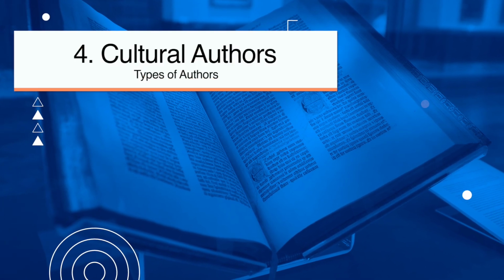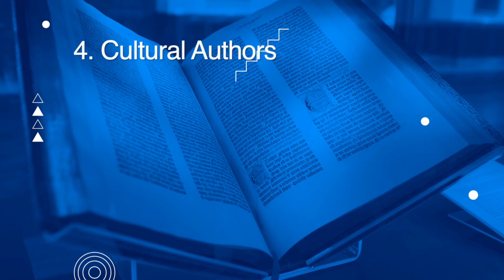Alright, so the last one is cultural authors. Again, these are the anonymous authors. These authors do not do harm to the system. Religious books are a part of cultural authors. These religious books are written by anonymous authors.